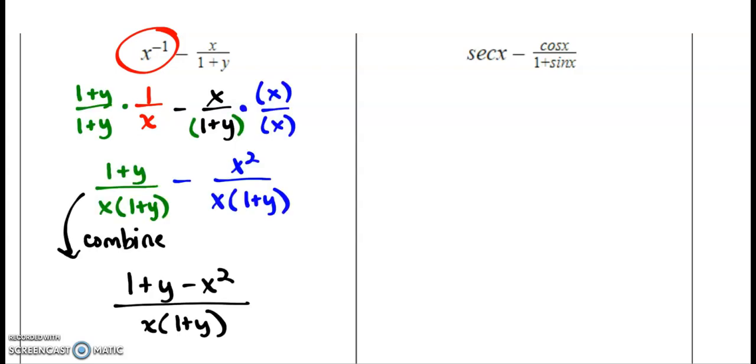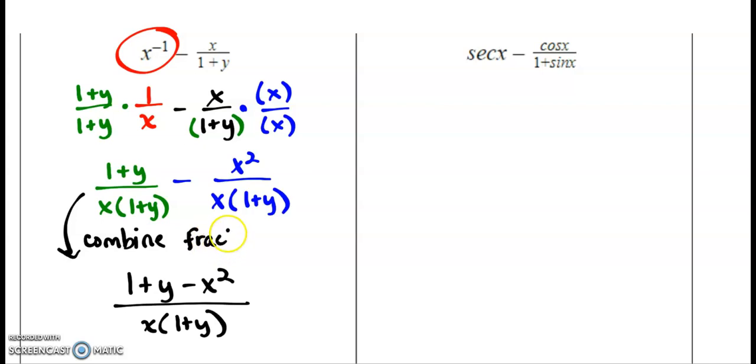All right, folks, so very similar. I had to take each denominator and multiply the other fraction by that denominator over itself, because that's 1. So like this blue fraction right here, x over x, that's 1. 1 plus y over 1 plus y, that's 1, okay? We can write 1 however we want. And then we multiplied those things together, and then we combined our fractions.